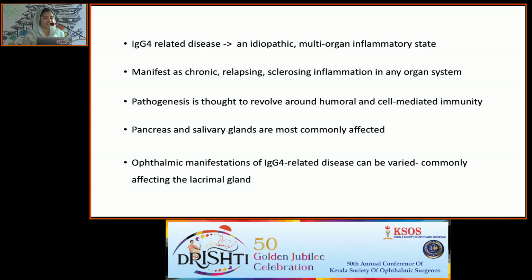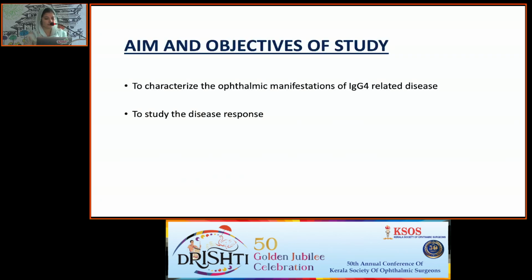Pancreas and salivary glands are the most commonly affected organs, and ophthalmic manifestations of IgG4 related disease can be varied, most commonly affecting the lacrimal gland. The aim and objectives of the study are to characterize the ophthalmic manifestations of IgG4 related disease and to study the disease response.